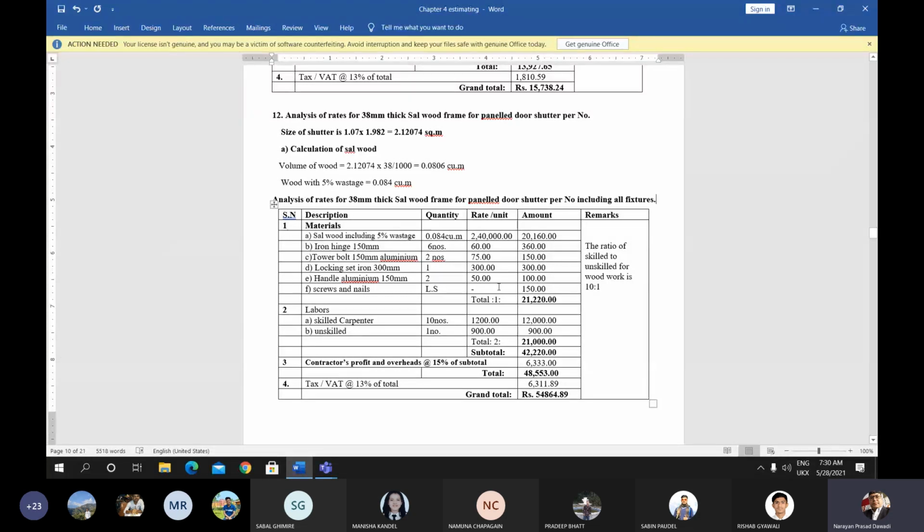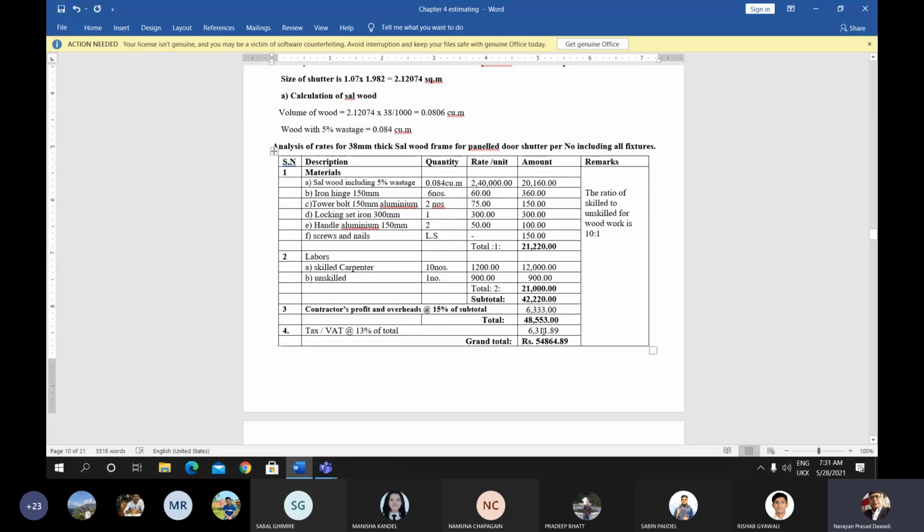For one panel door shutter, the number of carpenters required for making is 10, and accordingly the unskilled manpower is 10% of the carpenters, which is 1 number. At 1200 per carpenter and 900 per unskilled manpower, this gives a total labor cost of 21,000. Then the subtotal of material and labor cost will be 42,200 rupees for a panel door shutter.